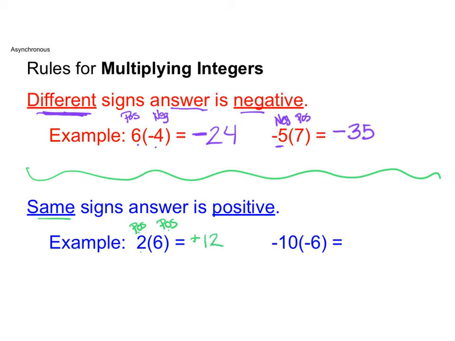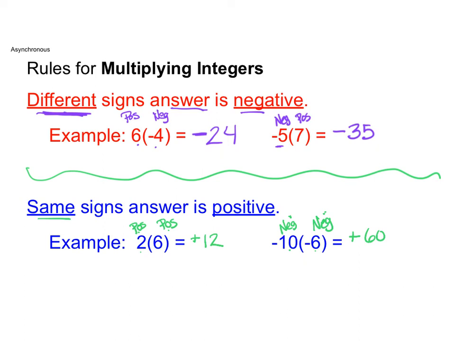Now let's look at the second one. I have a negative and a negative. So I have the same signs. They're both negative. So that means my answer is going to be positive. All right, so 10 times 6 is 60. So my answer is positive 60.